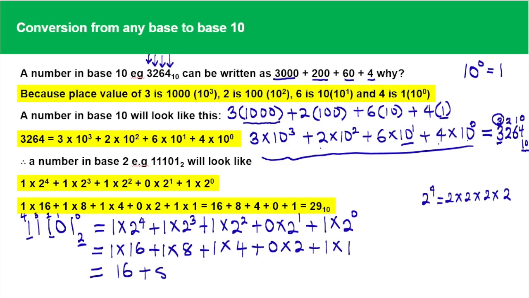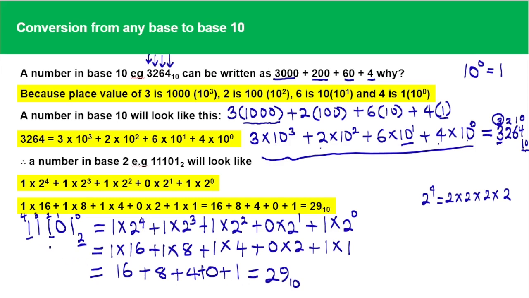If we simplify further, we'll have 1 times 16, that will be 16. 1 times 8, that will be 8. 1 times 4, that will be 4. 0 times 2, that will be 0. And 1 times 1, that will give us 1. And finally, if we add up all these numbers together, 16 plus 8 will give us 24. 24 plus 4 will give us 28. 28 plus 0 will give us 28. 28 plus 1 will give us 29 base 10.